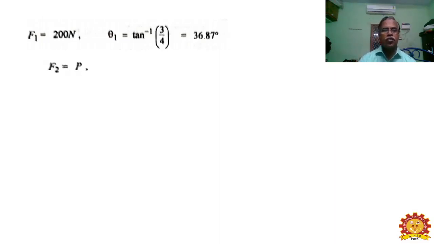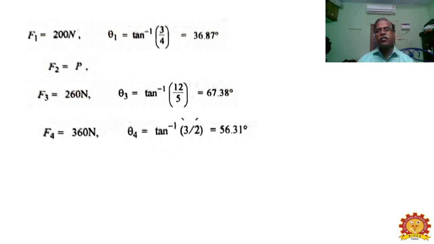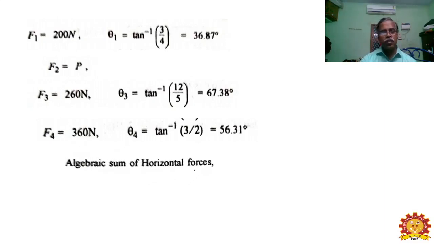So by this you will get certain values here. For example, for F1, theta 1 is equal to tan inverse of 3 by 4. Similarly, F2 is equal to P, you know very well. F3 is at angle theta 3, as I told you how to find out. Similarly, for F4 you have got the value as 56.31. So you are very clear that you have found the values of theta 1, theta 3 and theta 4. Now by using these three values, you can find the remaining unknown values by using the resolution of forces, by resolving the forces horizontally and vertically.